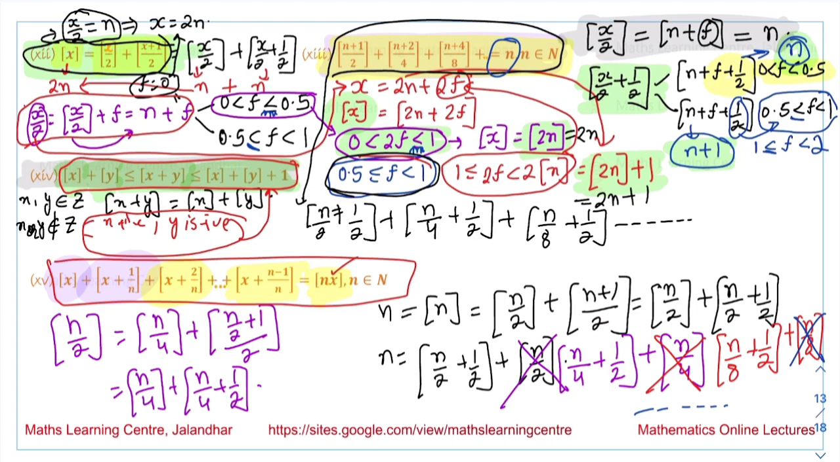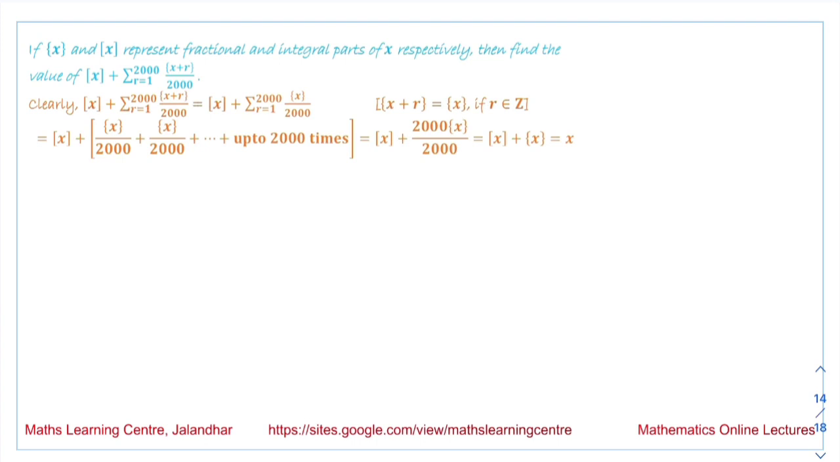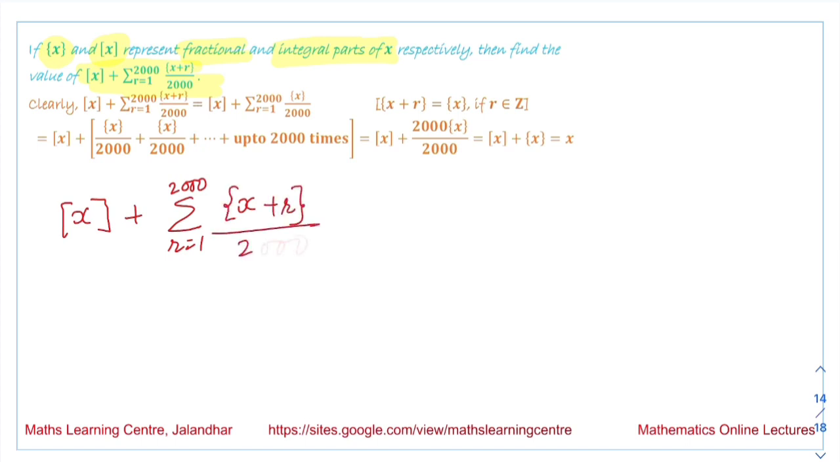Next we have some problems based upon the formulas that we have studied. So first we have: if [x] and {x} represent the integral and the fractional parts of x respectively, then find the value of this term. The term that is given to us is the greatest integer of x plus the fractional part of x, plus sigma r equal to 1 to 2000 of the fractional part of (x plus r) over 2000, where x is any number that is given to us.